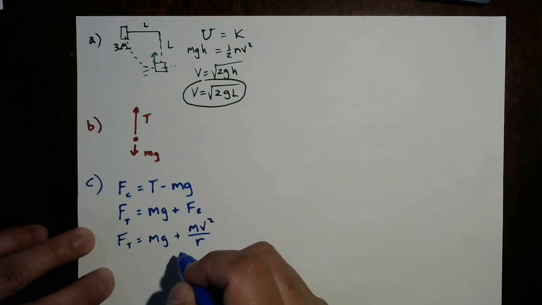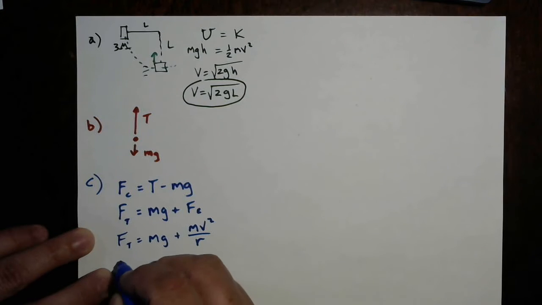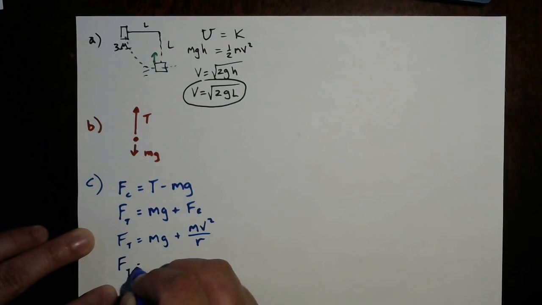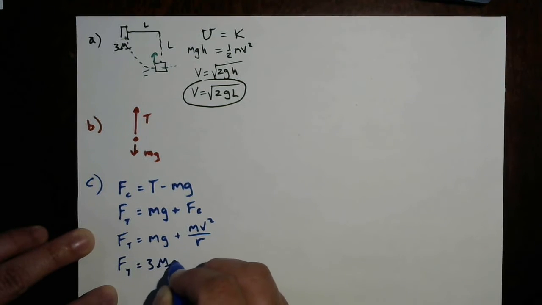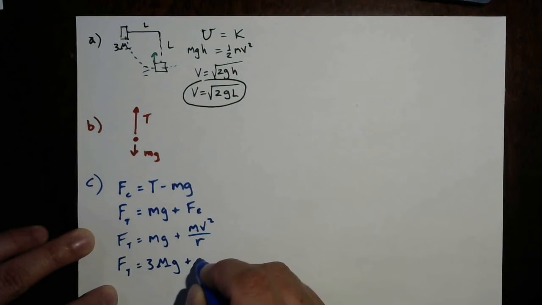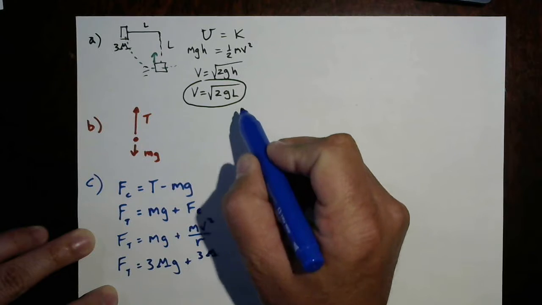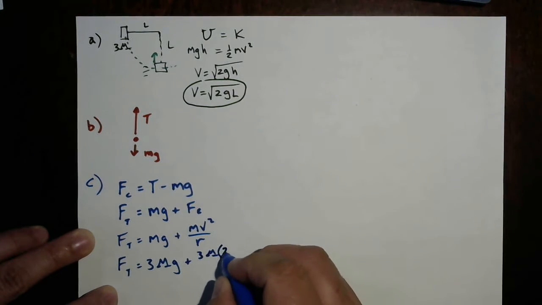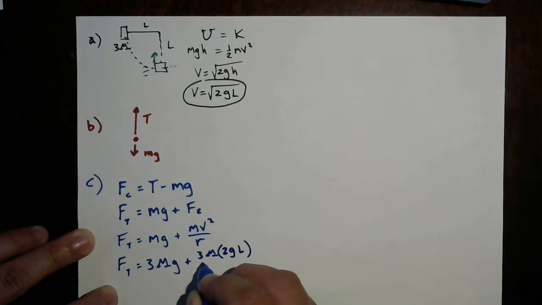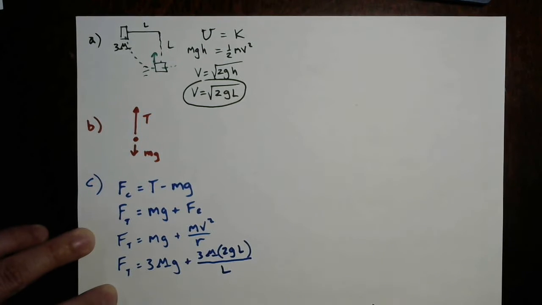And here's where we start plugging things in. Okay, we're going to plug in stuff. These are lowercase m's. We're going to plug in the real m's here. Ft is going to be 3 capital M times g plus 3 capital M times this velocity above squared. So we just get rid of the square root. So that's 2gl. And the radius of the circle is L.